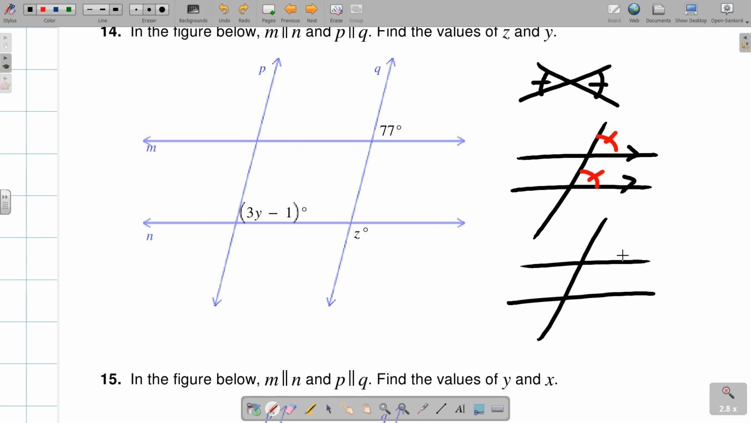Alternate interior angles are equal if the lines are parallel. That's known as armpits of the Z. Those are equal if the lines are parallel. Last one that's equal, if the lines are parallel, are the alternate exteriors. Opposite sides of the transversal, outside the lines. Those are all congruent angles. So we look here. We're told that M and N are parallel.